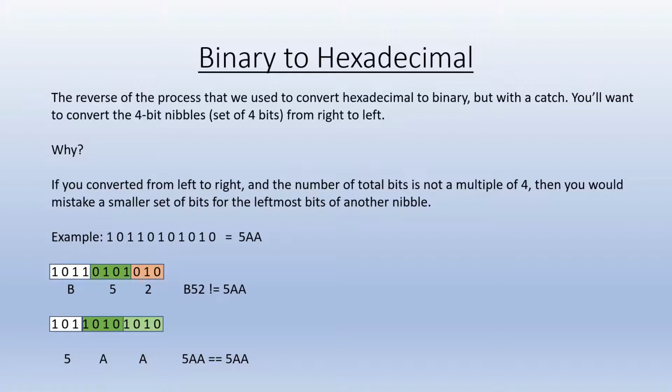Okay, so the last topics we're going to cover are converting from binary to hexadecimal and converting from decimal to hexadecimal. Of the two, converting from binary to hexadecimal is easier, at least in my opinion, so we're going to cover that first. To convert from binary to hexadecimal, you're going to reverse the process that we use to convert hexadecimal to binary, but there's a catch.